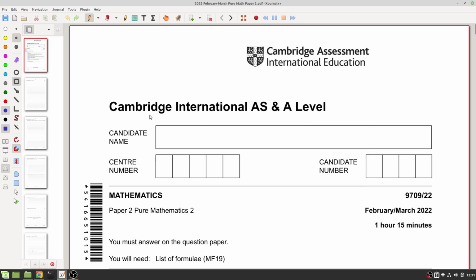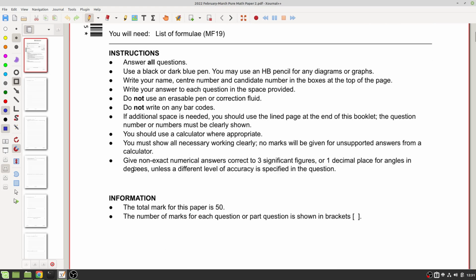This is from the Cambridge International AS and A levels papers from earlier this year, and it's Pure Maths paper 2. Now on the instruction sheet we see here we have to give non-numerical answers corrected to 3 significant figures or 1 decimal place for angles that are in degrees, unless something else is specified in the question.